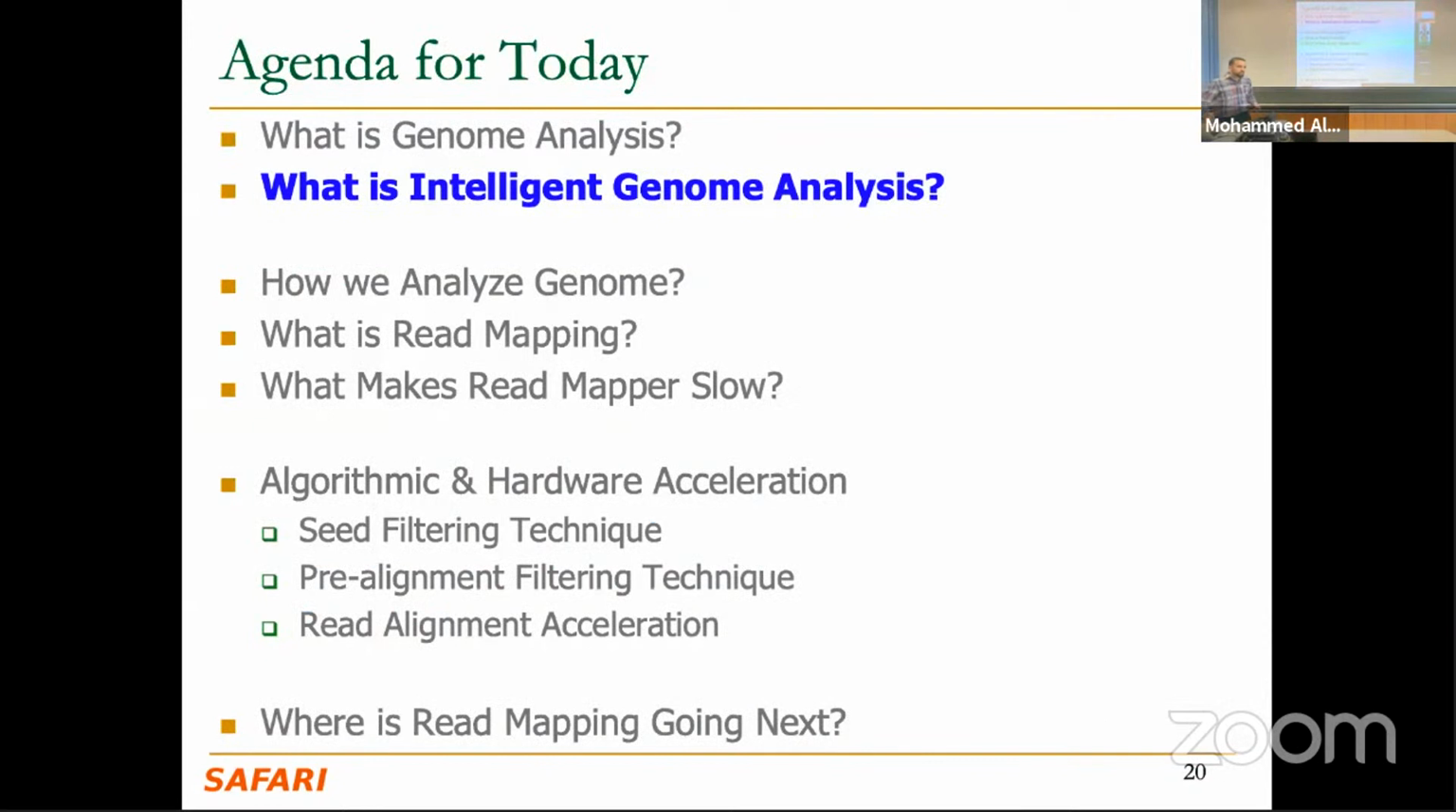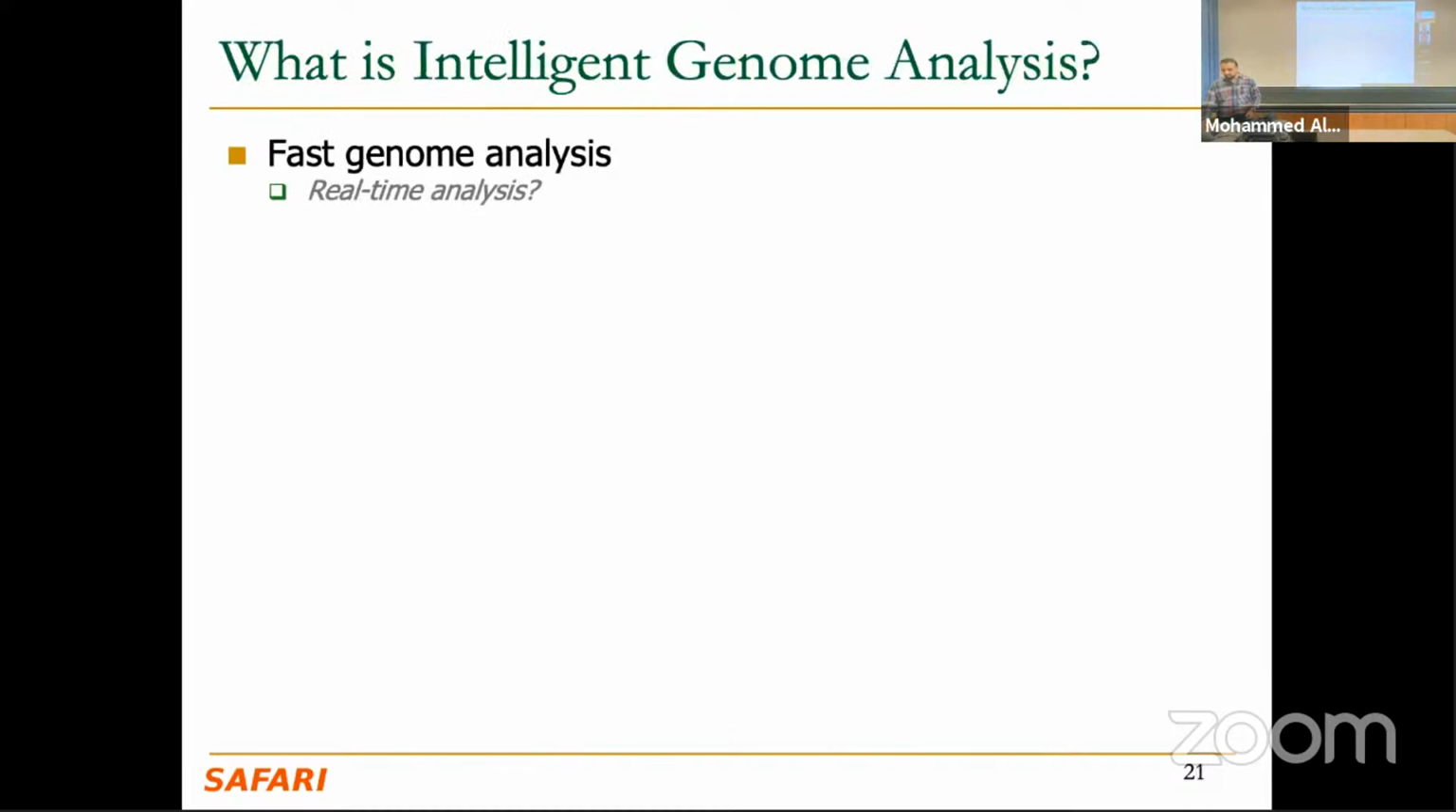All right, hopefully I gave you a brief introduction about the topic, the importance of genome analysis, but what do we mean by intelligent genome analysis? All right, so the first aspect in intelligent genome analysis is to be fast. So we want it to be really fast. It could be optimally as fast as real time, but normally this is not the case. We cannot have real time analysis such that we process the data as they come from the machine.